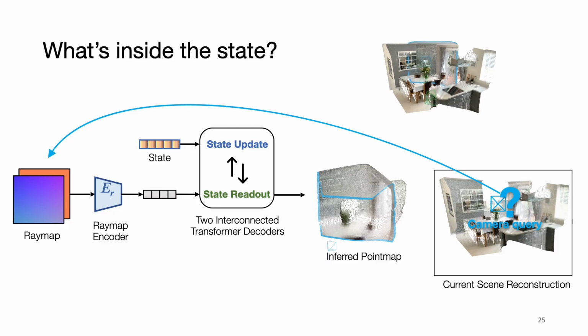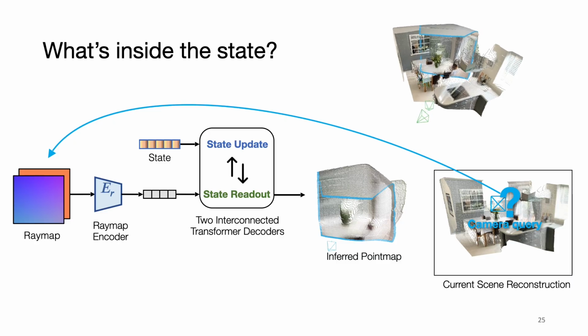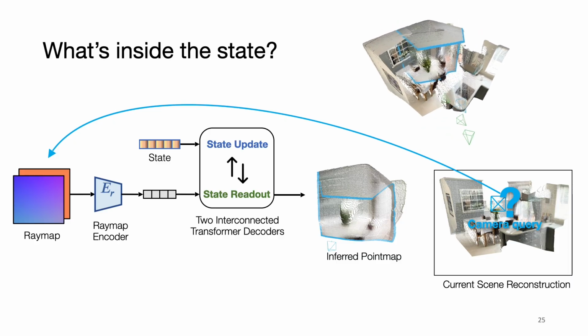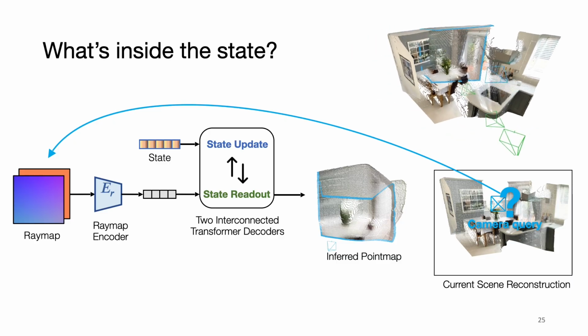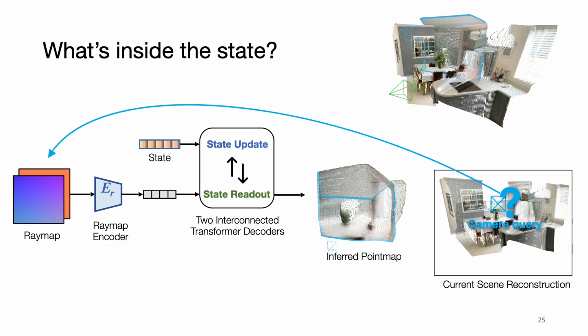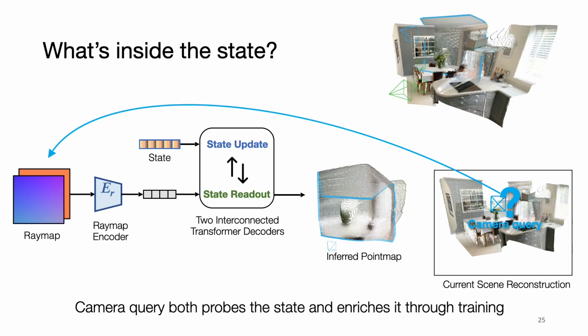Now, if we add it back to the existing reconstruction, you can see that it makes the reconstruction more complete, because here is empty, and the inferred point map can really complete it. This means that the state contains information not just for regions that are visible, but also for regions that are beyond observation, which means that it encodes rich information about 3D scenes.